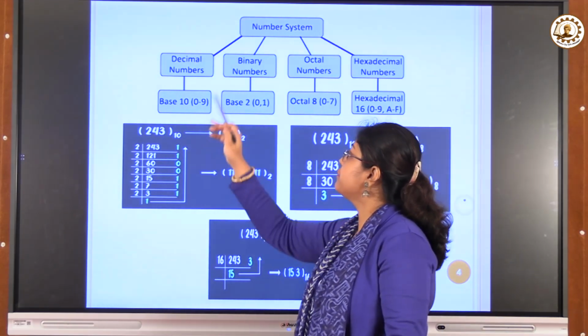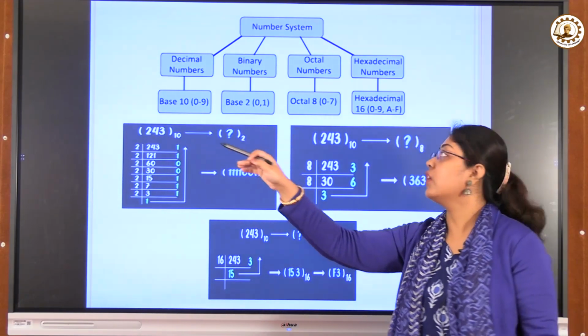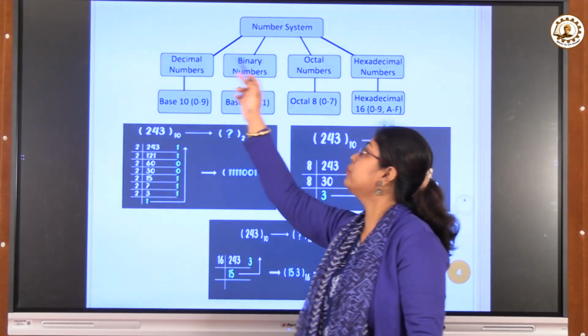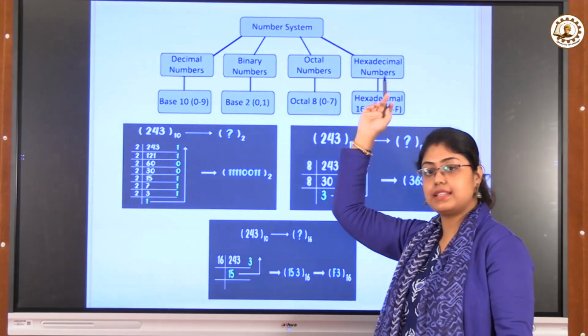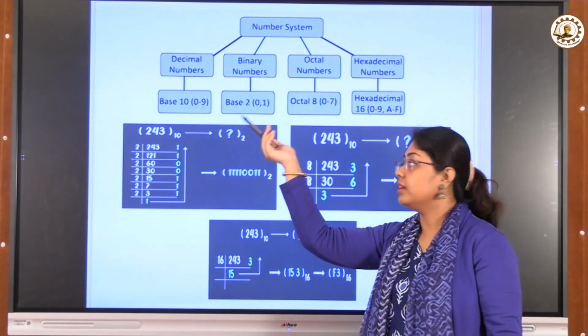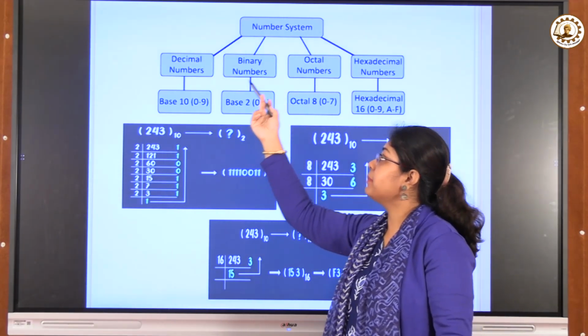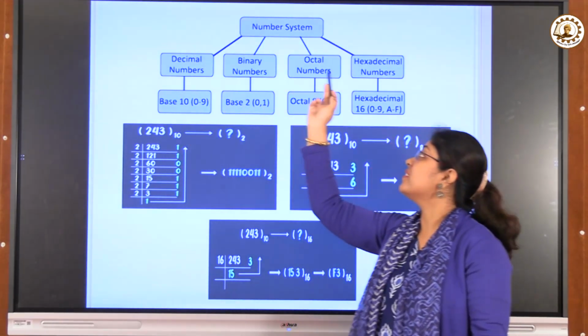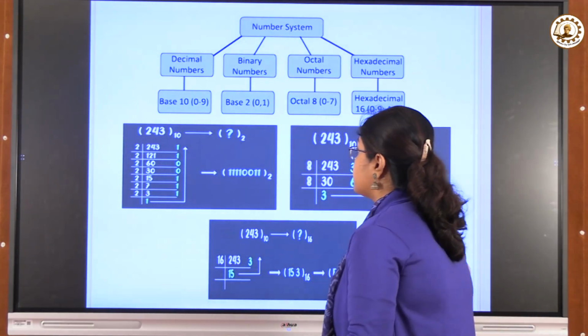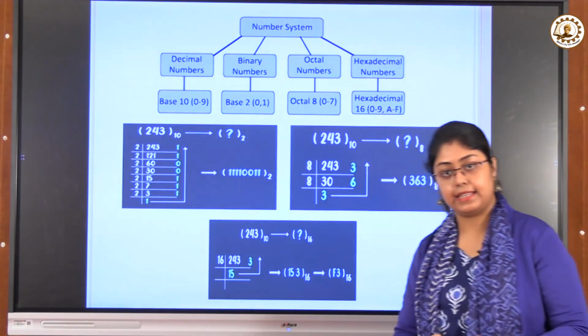Now we have different conversion techniques for all these number systems. So we can convert any decimal number to binary as well as octal as well as hexadecimal and so on. The vice versa is also possible. Binary numbers can be converted into decimal as well as octal, hexadecimal and so on. So one by one I will explain these conversion techniques.